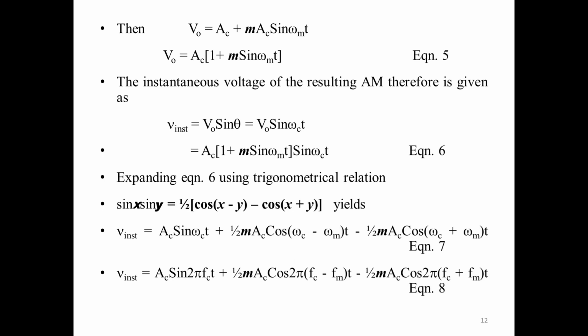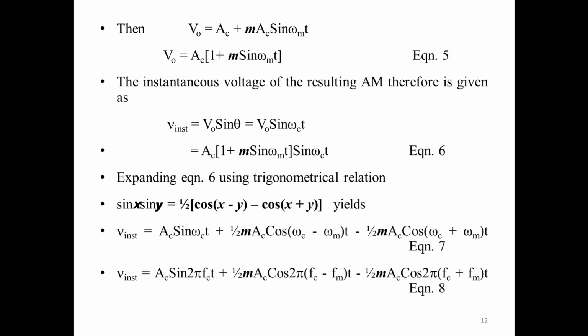The instantaneous voltage of the resulting AM, therefore, is given as V instantaneous equal to V0 sine theta, which is equal to V0 sine omega Ct. If you substitute the value of V0 from equation 5, you have that instantaneous voltage will be AC into 1 plus M sine omega mt times sine omega Ct, called equation 6. Expanding equation 6 using trigonometrical relation, in the case of sine x sine y, will give you half cos x minus y minus cos x plus y.